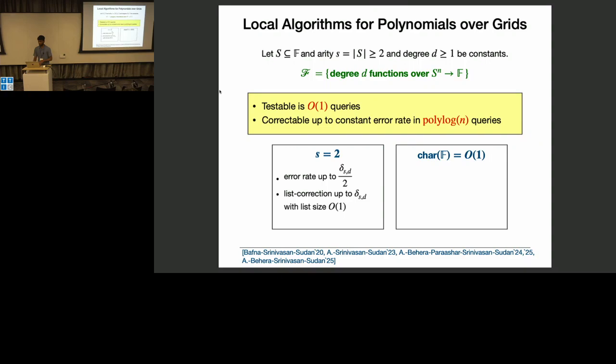And in a slightly orthogonal direction, we look at the case when the characteristic of the field is a constant. In this case, it turns out that you can reduce the number of queries from polylog n to a constant number of queries. You can ask the same question for larger characteristic, but the earlier work of Bafna, Srinivasan and Sudan shows that you need log n queries when the characteristic is 0. So there's still this gap of polylog n to log n queries in trying to get local correction for polynomials over grids.